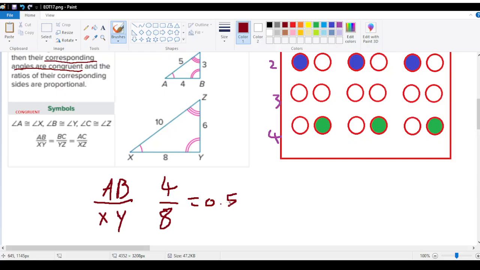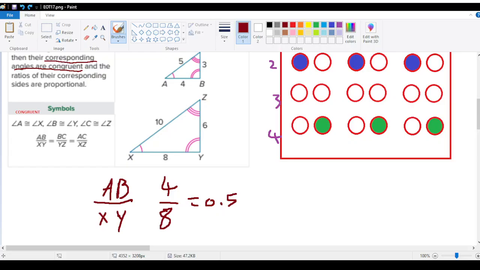No. Shamsa, focus. 8 over 4 is 2. Remember, Shamsa, I told you before: if the number up is less than the number down, the answer will be less than 1. Understood? Always. This one is the little one, so the answer will be less than 1. Keep it in your mind. Okay?